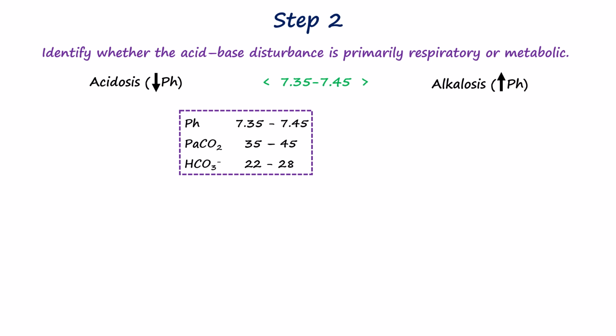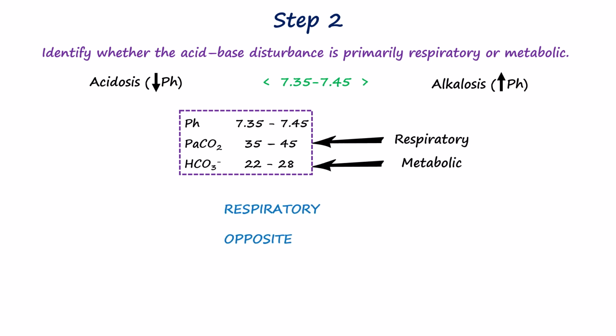My preferred approach is to start by looking at the pH and PaCO2. If they move in opposite directions, for example, if pH is low and PaCO2 is high, or pH is high and PaCO2 is low, then it's a primary respiratory disorder. This is because carbon dioxide behaves as an acid. It reacts with water to form carbonic acid, which then dissociates to release hydrogen ions. Therefore, if carbon dioxide levels rise and pH falls, or if carbon dioxide levels fall and pH rises, the disturbance is due to a respiratory cause.